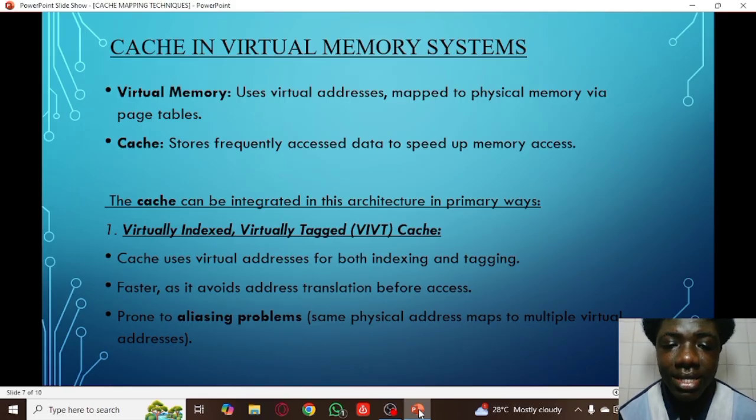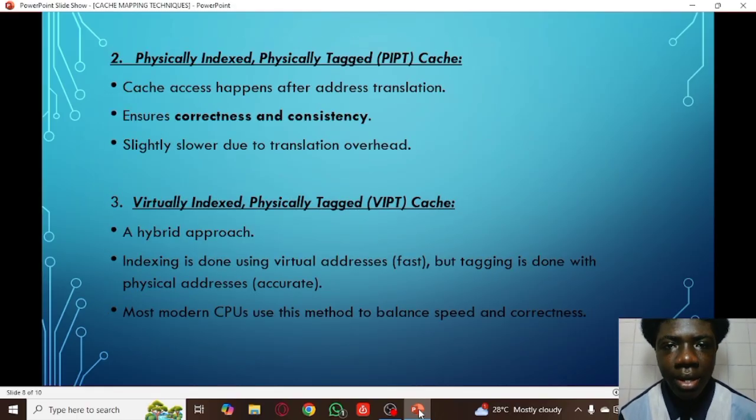The cache can be integrated in disk architecture in three primary ways. 1. Virtually indexed, virtually tagged cache. The VIVT cache uses virtual addresses for both indexing and tagging. The VIVT cache is faster as it avoids address translation before access. The VIVT cache is prone to aliasing problems.